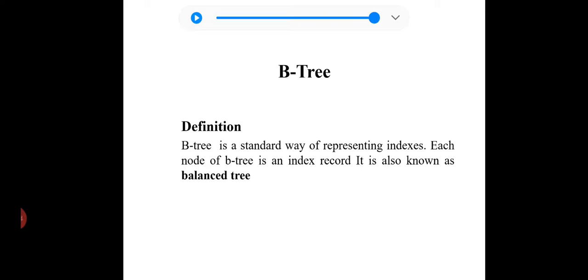Today I am going to discuss the B tree topic. So let's see the definition. B tree is a standard way of representing indexes. Each node of B tree is an index record. It is also known as balanced tree.